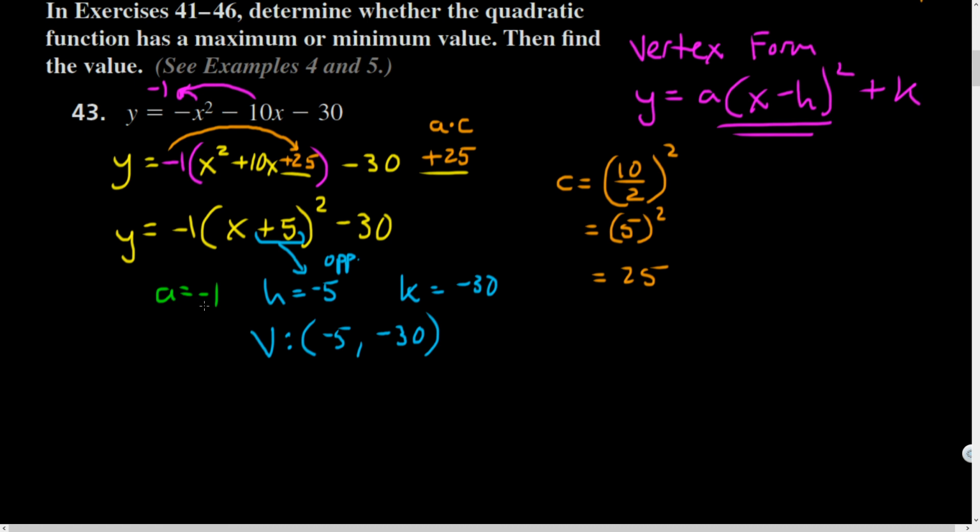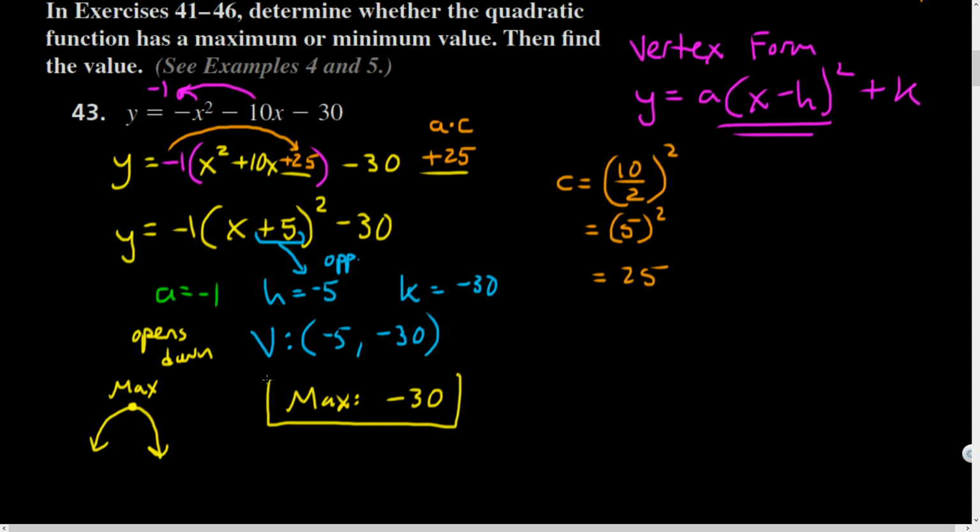If A is negative 1, that means it opens down. And if a parabola opens down, the vertex is on top. So it's got a maximum. And the maximum value is just going to be whatever the y-coordinate is. So the highest that this graph would ever get is at negative 30. Everything else is underneath that.